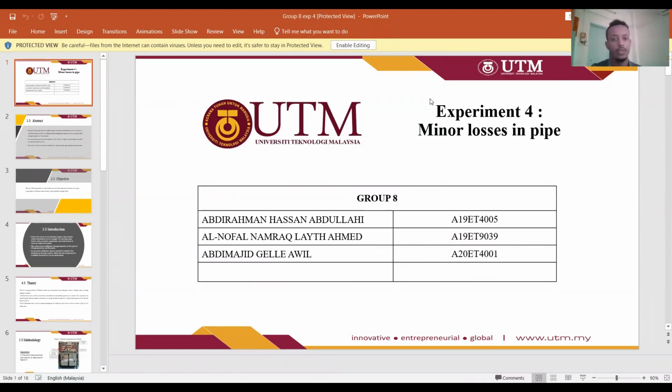We are Group 8 with Experiment 4 on minor losses in pipes. The group members are Abdurrahman Hassan Abdullahi, Al-Nawf Al-Nimraq Layth Al-Ahmed, and I, Abdulmajid Gilawi. Today we will present Experiment 4 on minor losses in pipes.